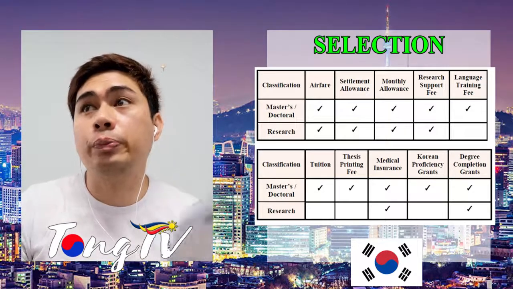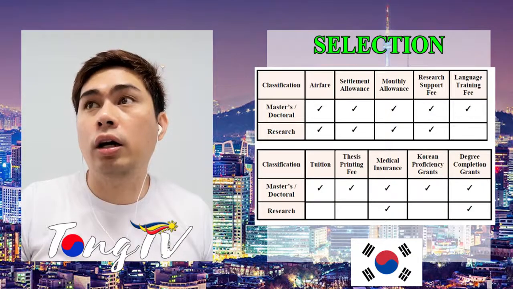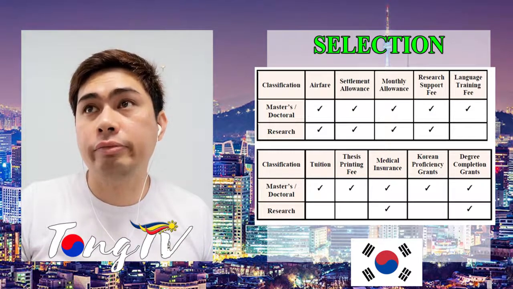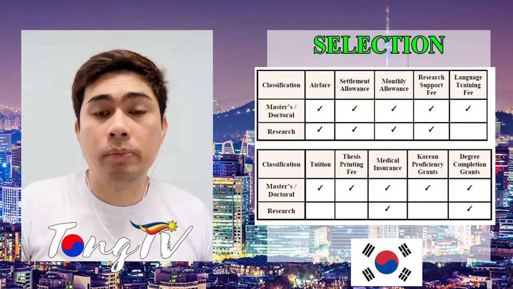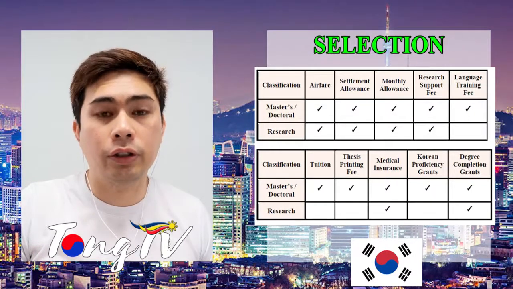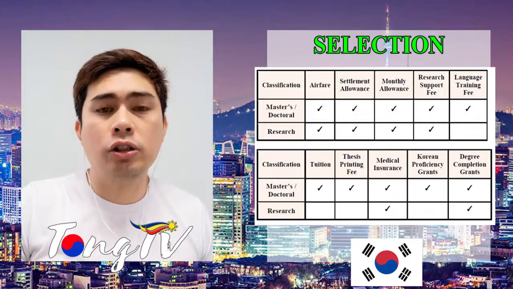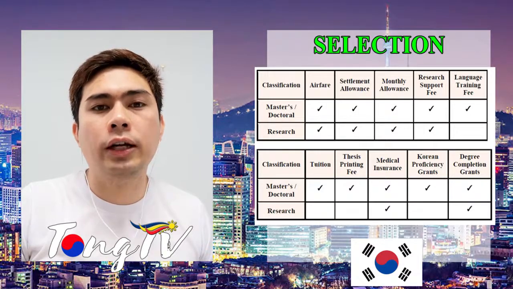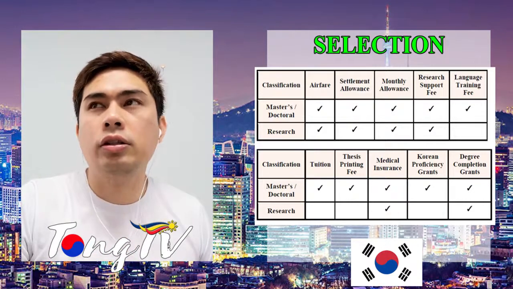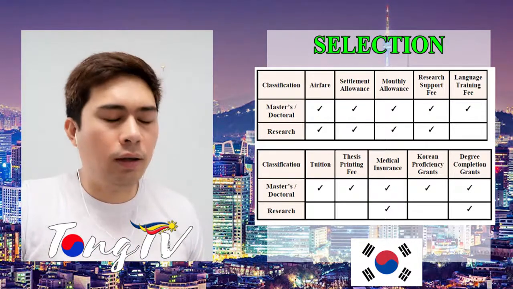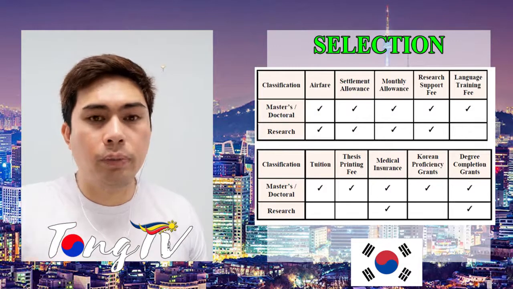For research support program, both are supported: master's, doctorate, research program. For language training, only master's and doctorate degree, because you need to learn that for a year. So I believe you are familiar with the program, right?